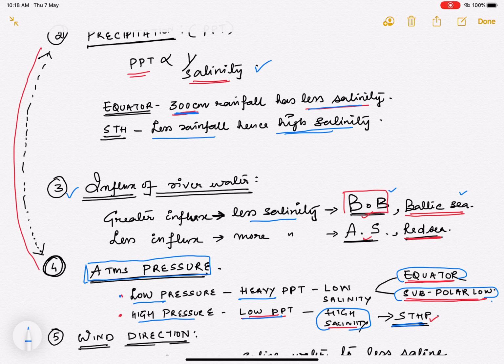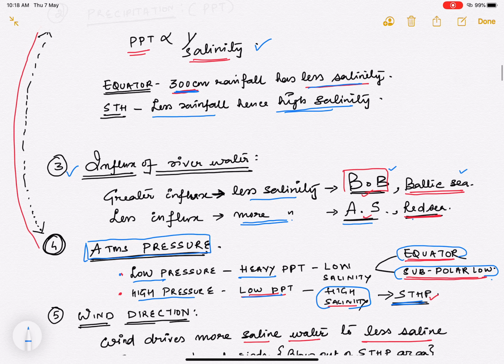Next, less influx of river water, hence more salinity. Example, Arabian Sea and Red Sea. When you compare the Bay of Bengal, the number of rivers that are discharging water into the Bay of Bengal and the Arabian Sea, you will always find that the Bay of Bengal has a larger number of rivers which are discharging the water, hence less salinity.